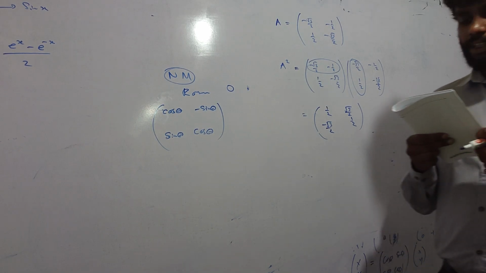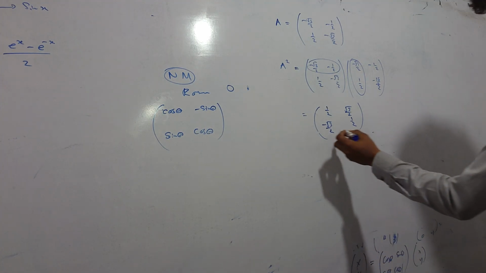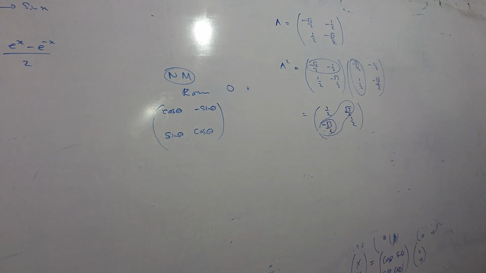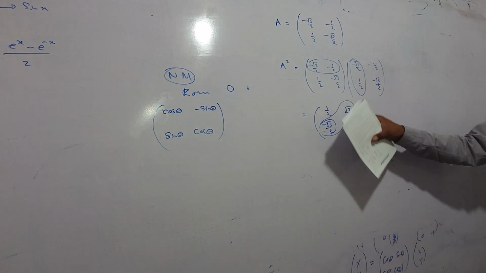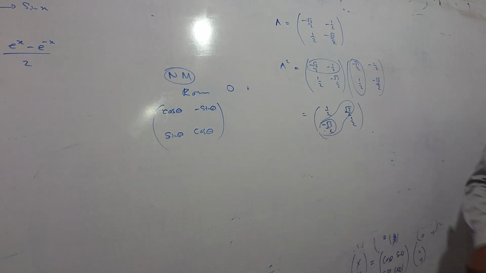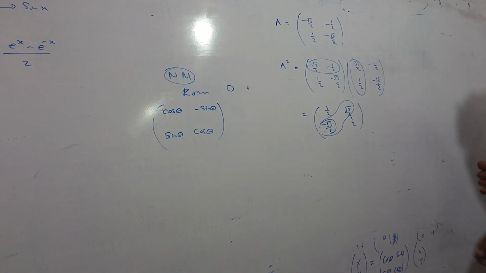Describe fully the single geometrical transformation represented by the matrix A squared. What is it? A squared. Only this side is changed. It should be a rotation. When we check the elements in the main diagonal and second diagonal, these elements are equal, and one of the sides is changed. It means it could be a reflection or a rotation.